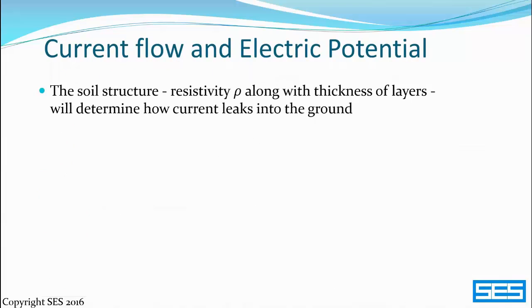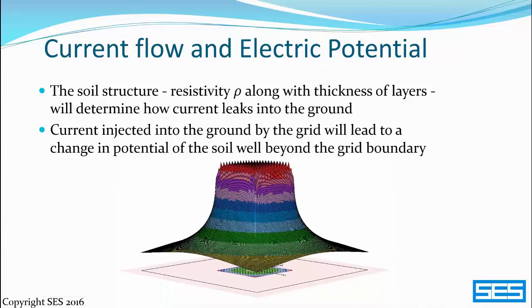What we call the soil structure, how the various soil layers of varying resistivity are laid out, will determine how the current leaks into the ground from a given conductor arrangement. The current injected into the ground by the grid will then lead to a change in potential on the surface of the soil above, but also well beyond the grid boundary.